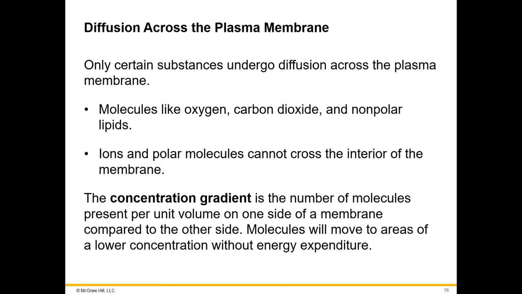Only certain substances will undergo diffusion across that plasma membrane. Like we just mentioned, molecules like oxygen, carbon dioxide, and non-polar lipids will be able to diffuse, but any kind of ion or polar molecule will not. The concentration gradient is the number of molecules present per unit volume on one side of a membrane compared to the other side. So we know that molecules will move to areas of a lower concentration without any kind of energy expenditure.